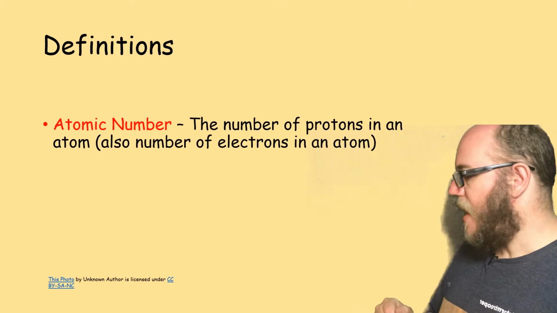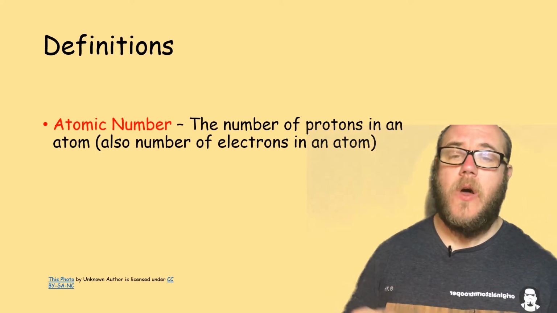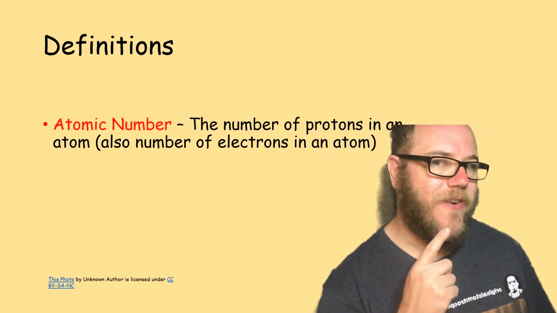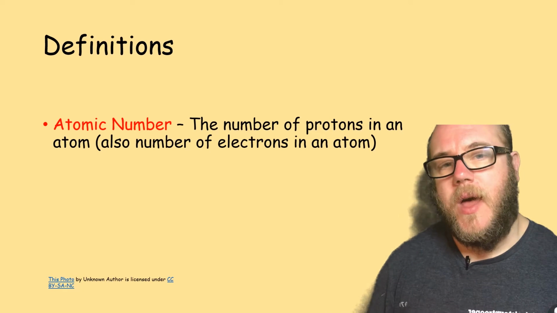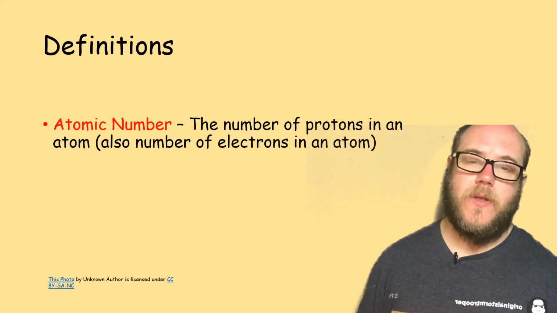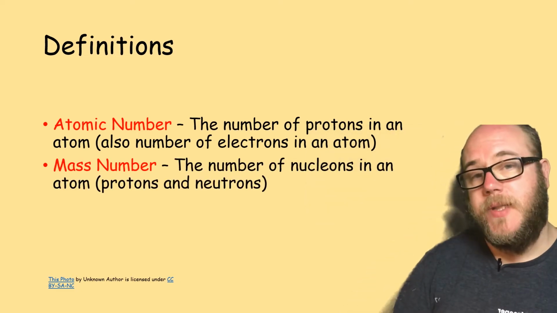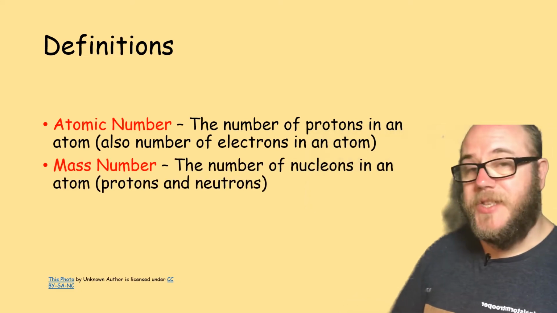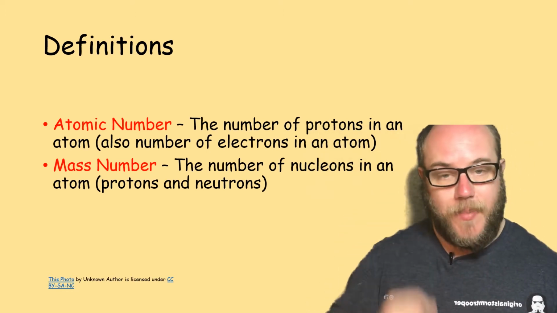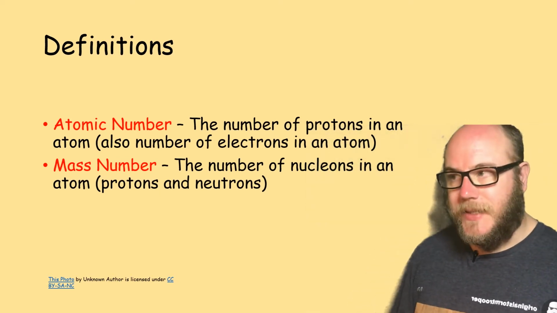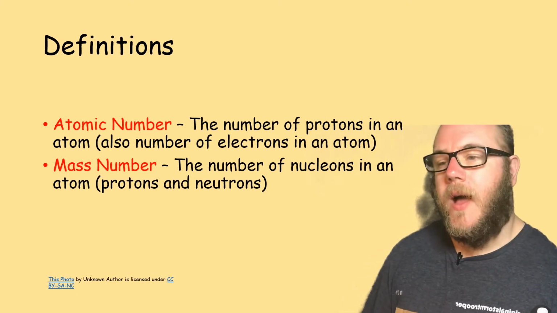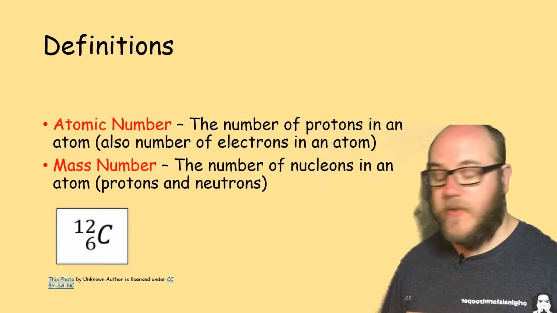The first one is this, atomic number, also known as proton number. This tells you how many protons and therefore how many electrons are in an atom. Carbon, for example, has the atomic number of 6. It has 6 protons and 6 electrons. The mass number. The mass number is the number of nucleons in an atom. So, carbon has 6 protons and 6 neutrons in its nucleus. It has 12 nucleons, and therefore its mass number is 12.